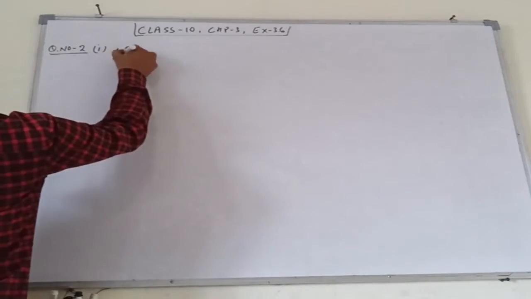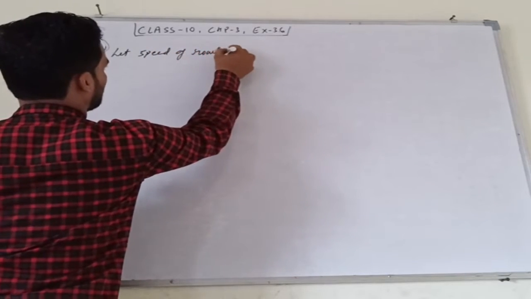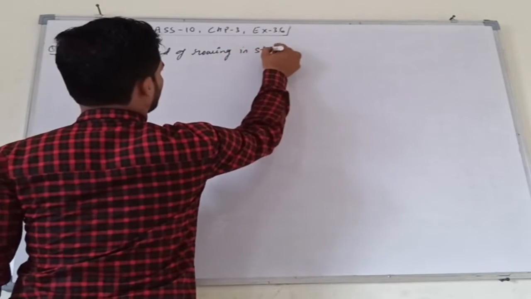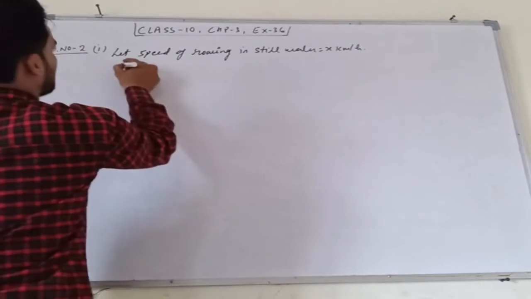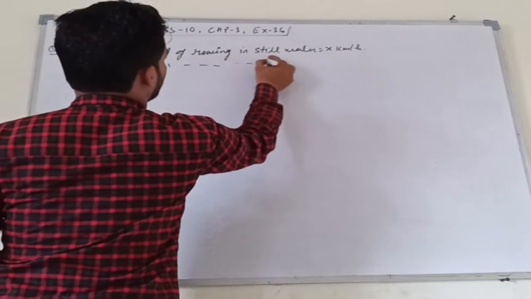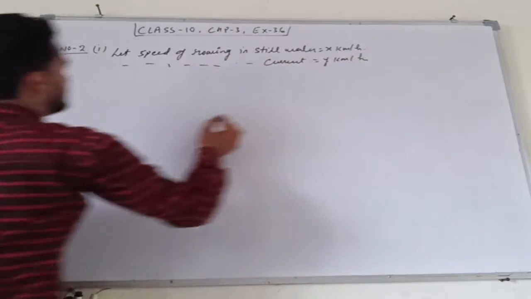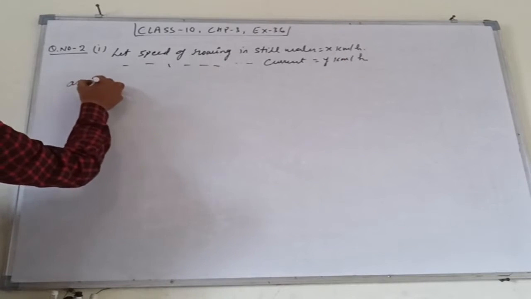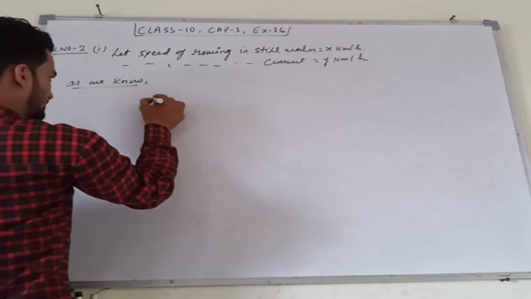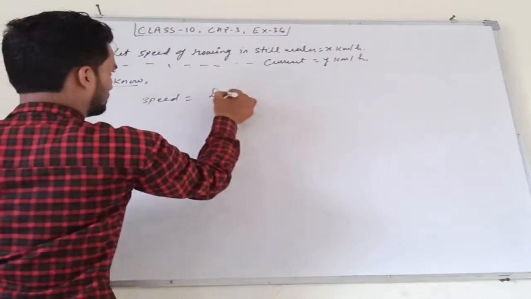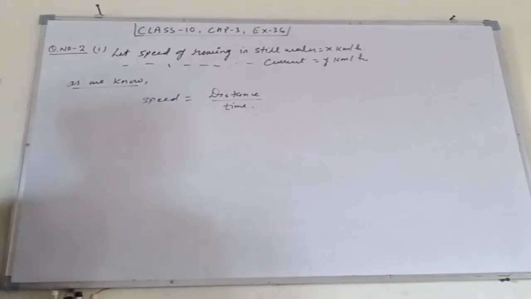So let the speed of rowing in still water be x kilometer per hour, and the speed of the current be y kilometer per hour. Therefore, as we know, speed is equal to distance upon time.